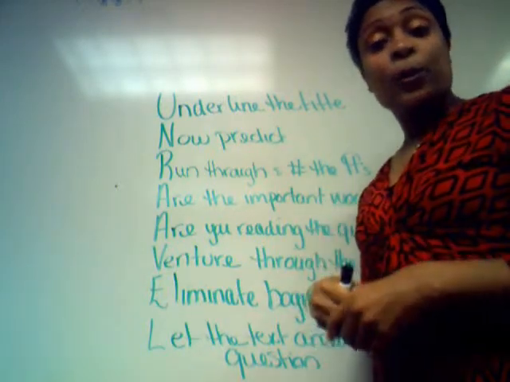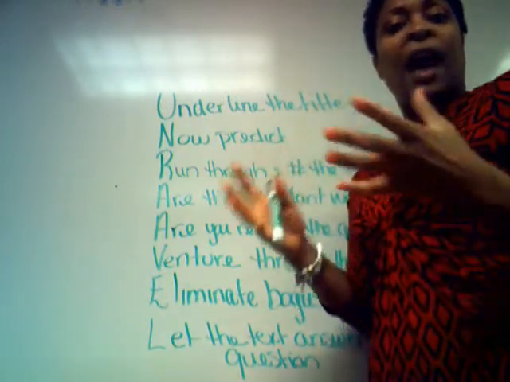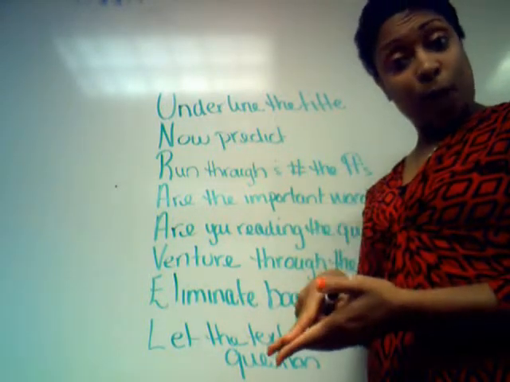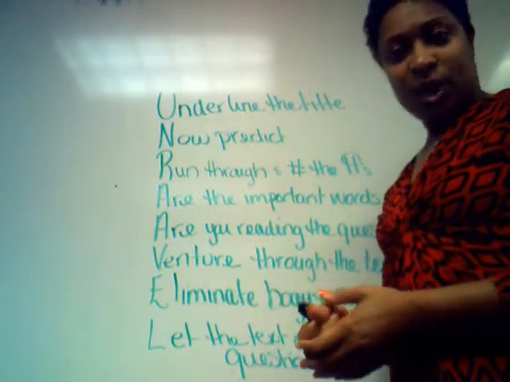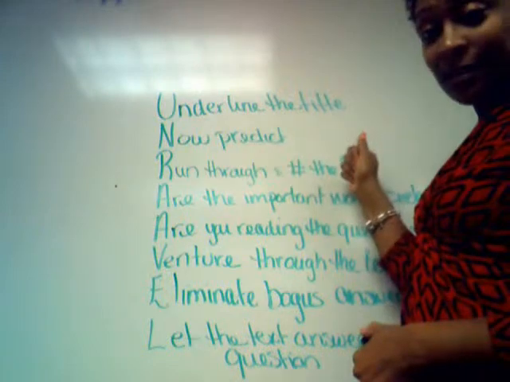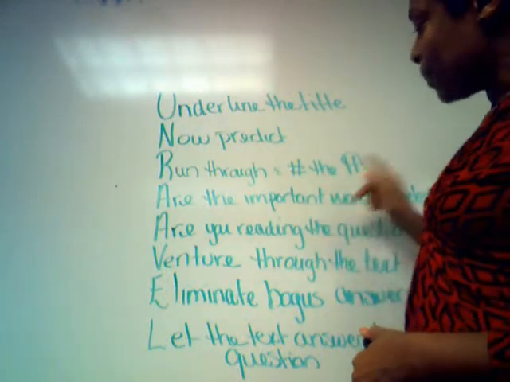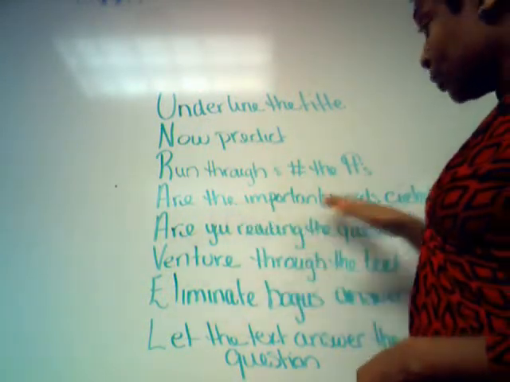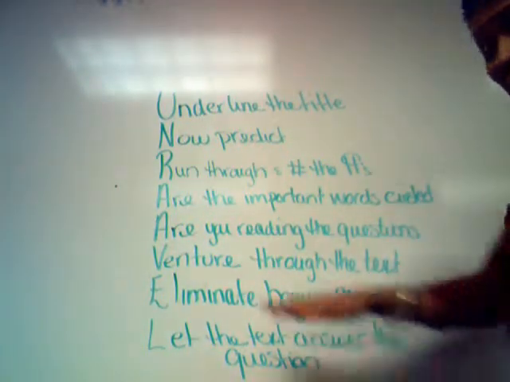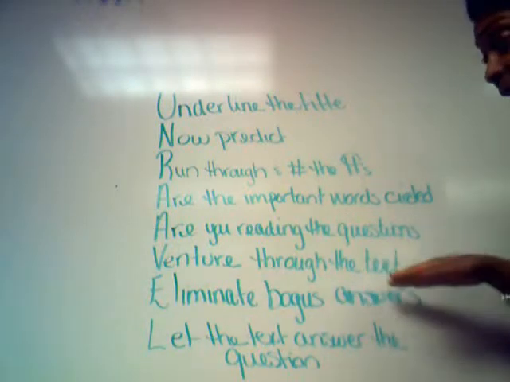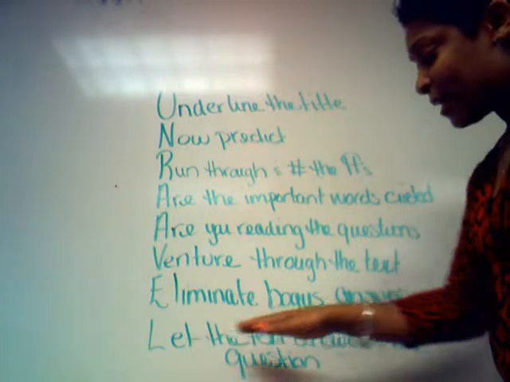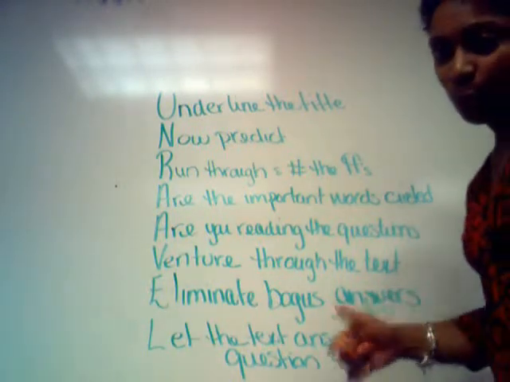So again, we've run through the Unravel strategy. It's a strategy that we're going to use to help us unravel, or take apart, a text as we read it for the purpose of answering the questions. So we're going to underline the title, now predict, run through and number the paragraphs. Are the important words circled? Are you reading the questions? Venture through the text. Eliminate any bogus answers. And finally, let the text answer the question for you.